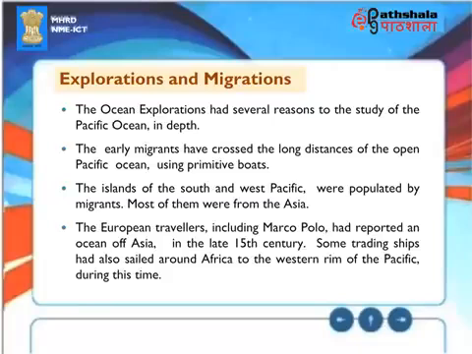Explorations and migrations. The ocean explorations had several reasons to the study of the Pacific Ocean in depth. The early migrants crossed the long distances of the open Pacific Ocean using primitive boats. The islands of the South and West Pacific were populated by migrants, most of them from Asia. The European travelers, including Marco Polo, had reported an ocean off Asia in the late 15th century. Some trading ships had also sailed around Africa to the western rim of the Pacific during this time.